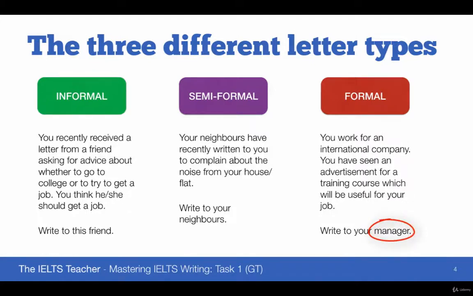Now do bear in mind that these boundaries are not so clear. You know, there can be some overlap between the informal and the semi-formal, and the semi-formal and the formal. But the best thing you can do is to try to identify particular words that help you to place the letter type, to help you to try to identify which of the 3 letter types would be most appropriate for the task. Friend, informal; neighbour, semi-formal; manager, formal. Those words should help.